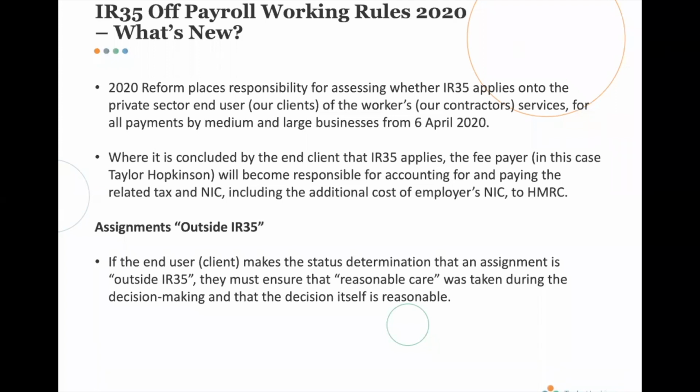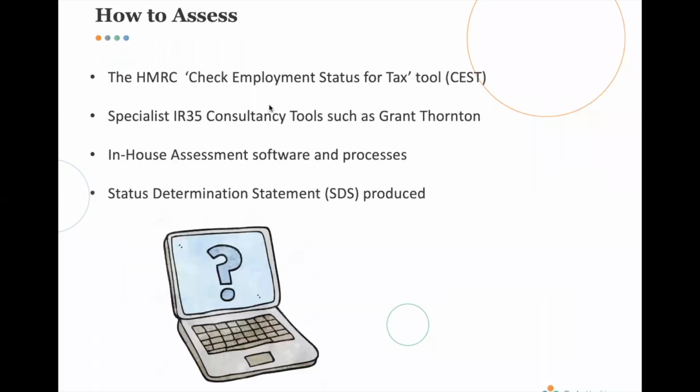If an assignment is deemed to be outside IR35, then a client must ensure that reasonable care was taken during this decision-making process and that the decision itself was reasonable. There are a number of tools available for assessing employment status. HMRC's Check Employment Status for Tax tool, otherwise known as CEST, is a free online solution available through the HMRC website. There are also specialist IR35 consultancy tools provided by companies such as Grant Thornton, and we're aware that some businesses have in-house assessment software and processes in place which they're using to manage this process.